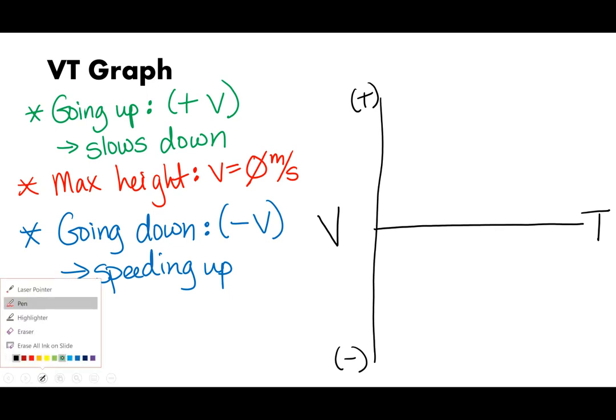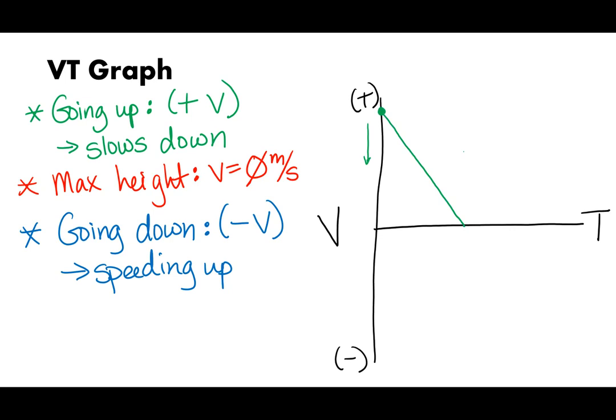Well, let's do the green. Green says that we start with some sort of positive velocity, say up here, and it slows down as it's going up. So if it's slowing down, then that means it's going to go towards 0. So this is slowing down while it is moving up. That's why it is positive velocities. Then at the maximum height, we reach a velocity of 0. So this is max height.